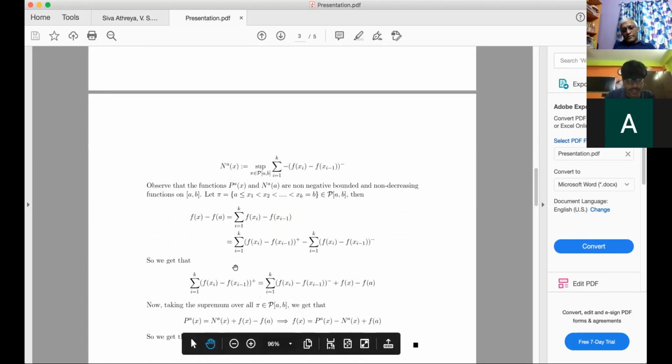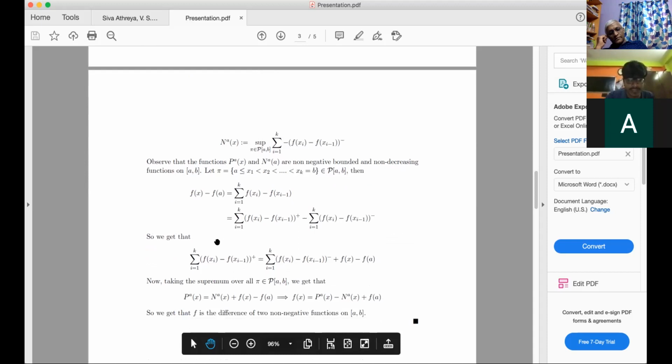So from there, sending the minus part to the other side, you get that the summation over all plus parts of f(xi) minus f(xi minus 1) is equal to the summation over the minus part plus f(x) minus f(a). You consider this equation and take the supremum over all partitions of the interval [a, b]. So this function basically becomes P_a(x), this function becomes N_a(x), and you have f(x) minus f(a). So sending this to the other side, you get that f(x) is equal to P_a(x) minus N_a(x) plus f(a).